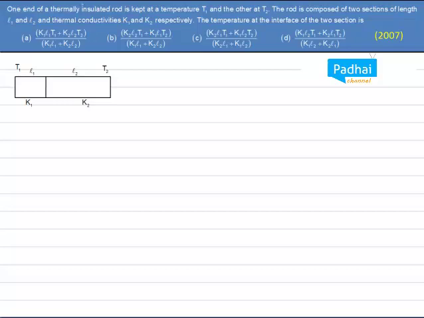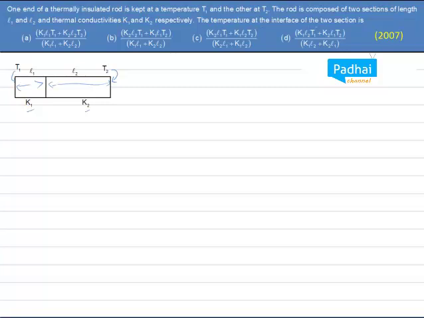One end of a thermally insulated rod is kept at a temperature T1 and the other is at T2. This end is at T1 and this end is at T2. The rod is composed of two sections of length L1 and L2 of thermal conductivities K1 and K2 respectively. This section has length L1 and thermal conductivity K1, and this section has length L2 and thermal conductivity K2.